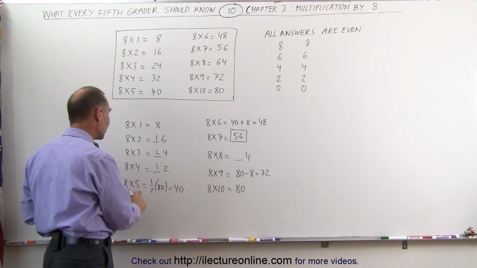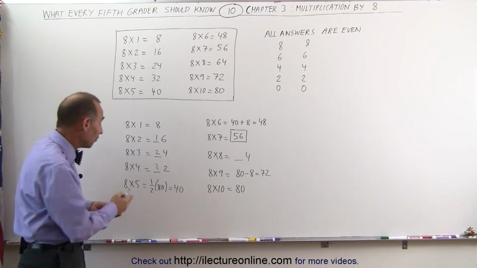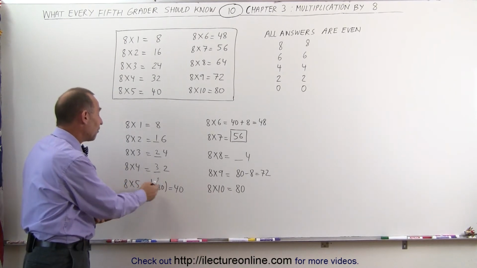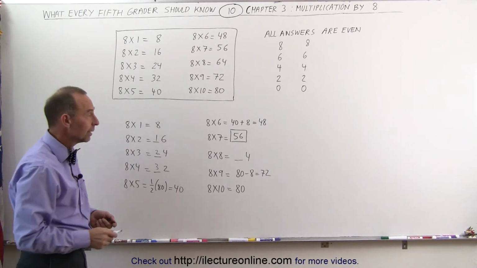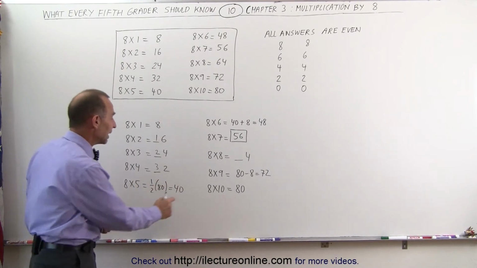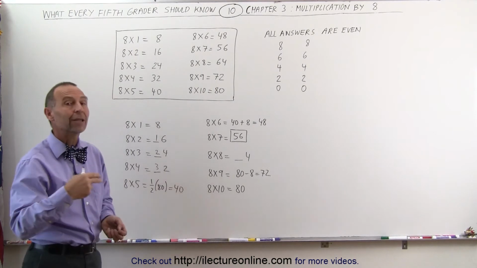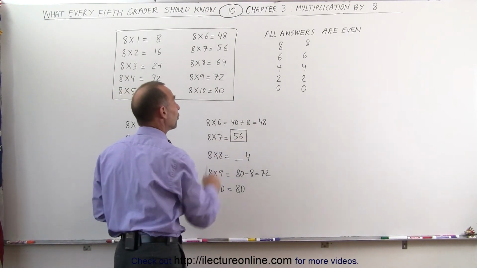And 8 times 5 is the halfway point. That's half of 8 times 10, which is 80. Half of 80 is 40. Then when we go to 8 times 6, we take the halfway point and add another 8 to that. So 40 plus 8 is 48.